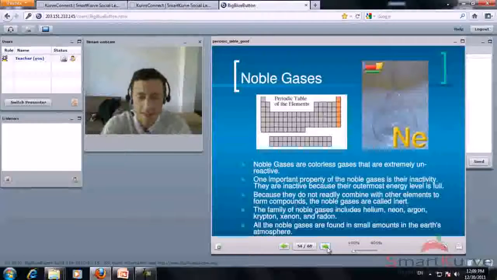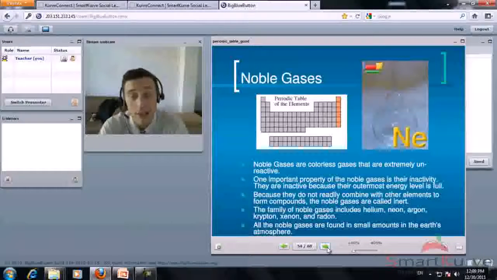Noble gases. They are colorless gases, extremely unreactive. This is because they have a complete valence shell. They all have 8 electrons, so they don't need electrons. They don't want to give any away, and they don't want to take any. So they stick to themselves. They're kind of loners.